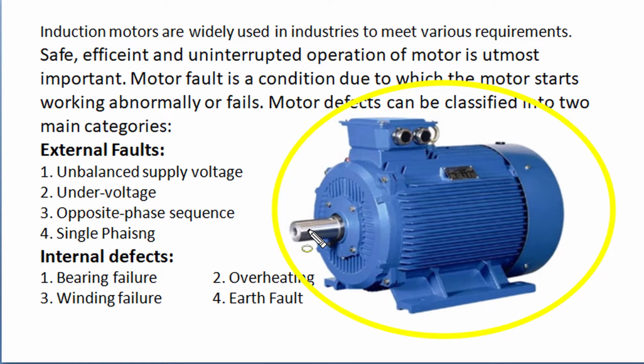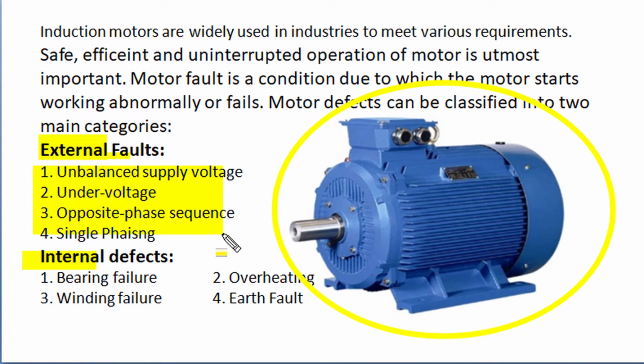In a motor, a fault is a condition due to which the motor starts working somewhat abnormally, and many a time it fails to even work. We can classify these motor defects or faults into two categories: external and internal. External faults include unbalanced supply voltage to motor terminals, under voltage condition in motor supply, the reverse phase sequence condition in motor supply, or single phasing in electric supply.